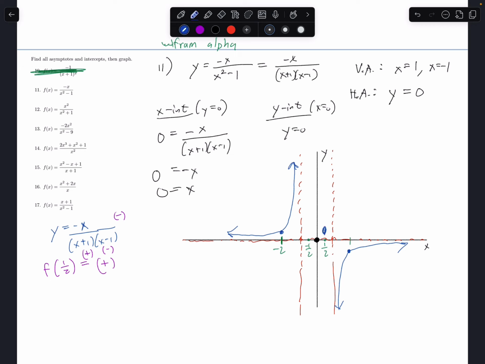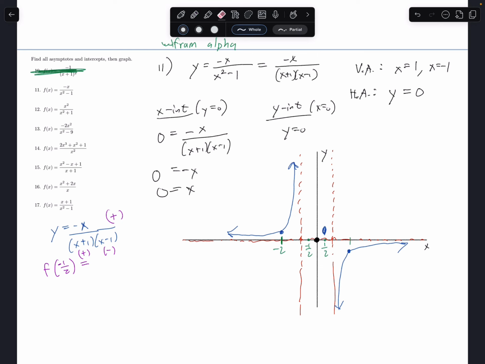Okay, I'm just going to put a temporary marker over there, indicate that I'm somewhere positive. And then let's check negative a half now. So let's redo the same kind of thing, both negative a half. If I take negative of negative a half, that's going to be something positive now. Negative half plus 1, still positive, and negative half minus 1, that's negative. So we've got positive, positive, negative, overall that's negative.